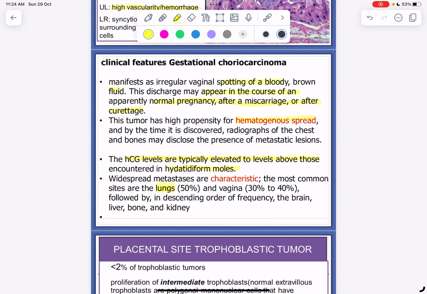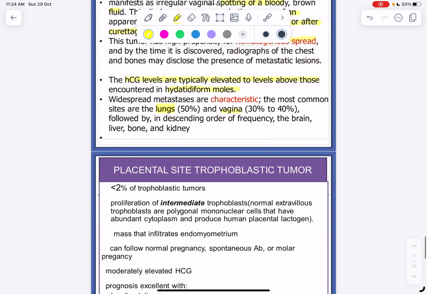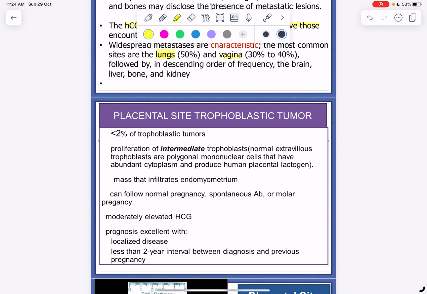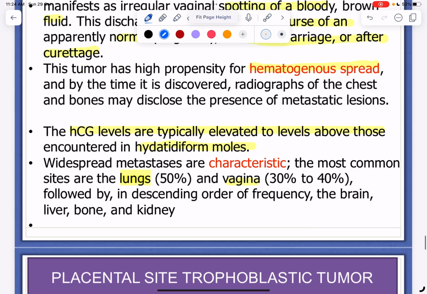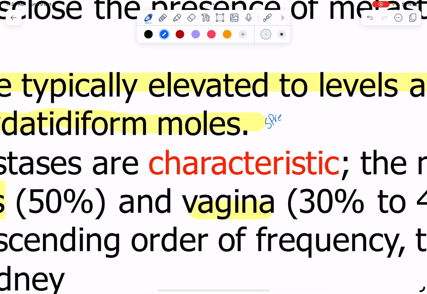The most common site is the lung, 50%, then vagina, 30 to 40%, followed by brain, liver, bone, and kidney in descending order of frequency. Despite widespread metastasis, even with lung metastasis and brain metastasis, it responds well to chemotherapy, unlike other solid malignant tumors. This choriocarcinoma spreads early and has widespread metastasis, but it responds very well to chemotherapy. So if we face any lady with choriocarcinoma, reassure her this is a tumor that responds well to chemotherapy, with good prognosis.